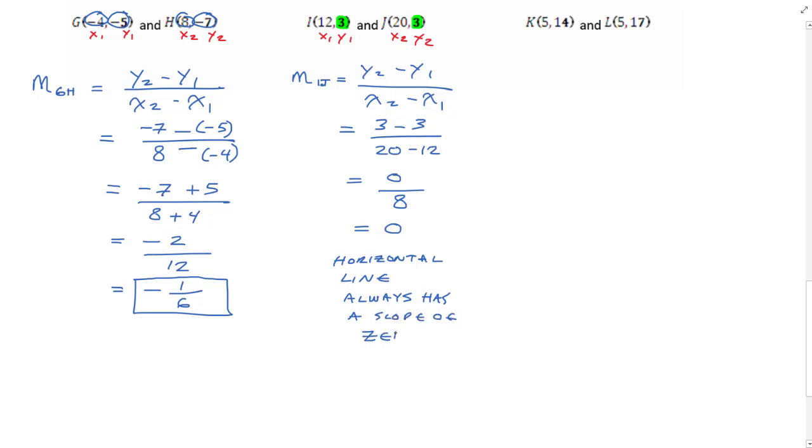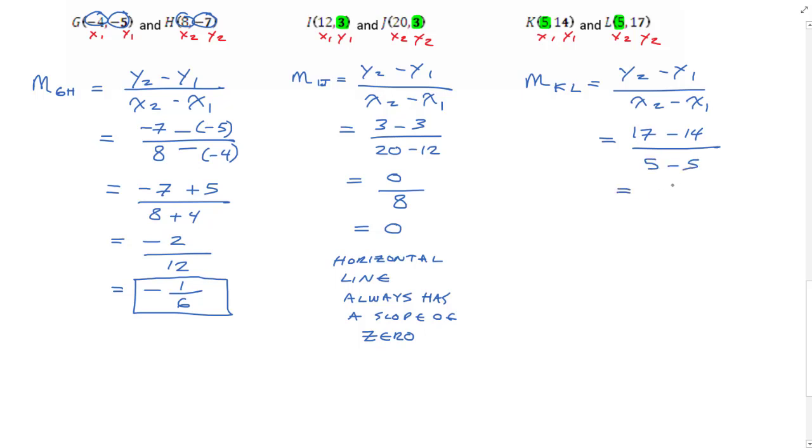So that leaves us our one other oddball line. Let's just point out that this one has the same x coordinates. So when we punch this in the formula, we're also going to get a 0 somewhere. So let's just finish this one up. Slope between K and L, y2 minus y1 over x2 minus x1. All right, so 17 minus 14 are my y2 minus y1, and 5 minus 5 is my x2 minus x1. 17 minus 14 is 3, 5 minus 5 is 0.